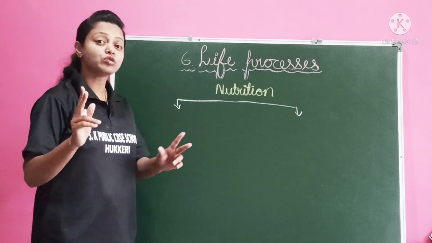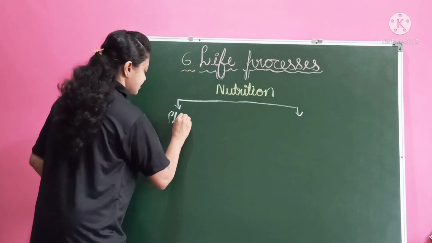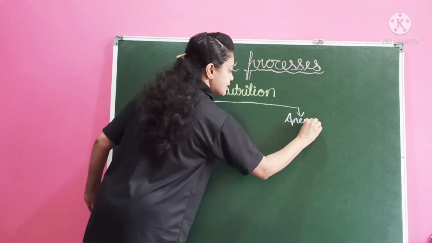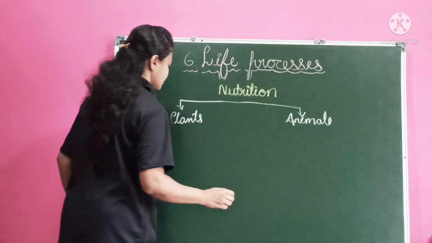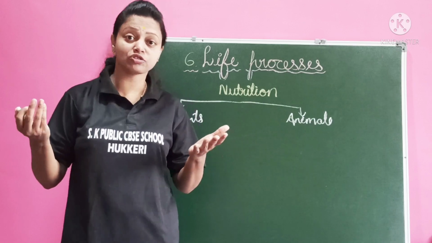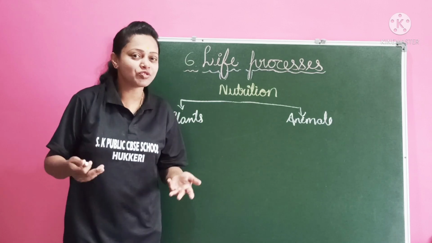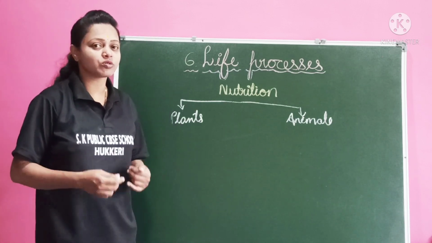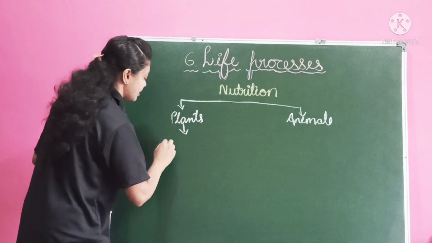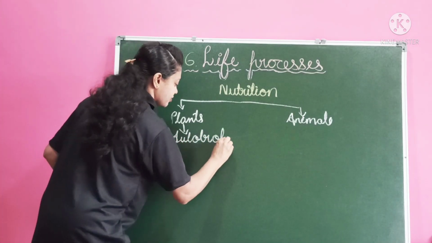As I said, there are two types of nutrition. They are found in plants and animals. Dear students, can you see green plants? Are they going to come to ask us for food? No, because they prepare their own food. So they are called autotrophs. All the green plants prepare their own food, so they are called autotrophs.